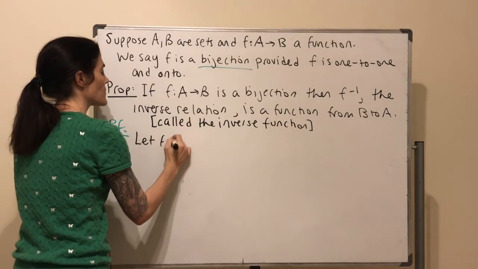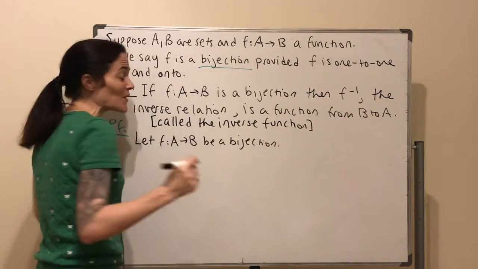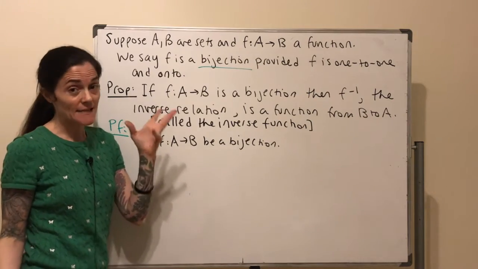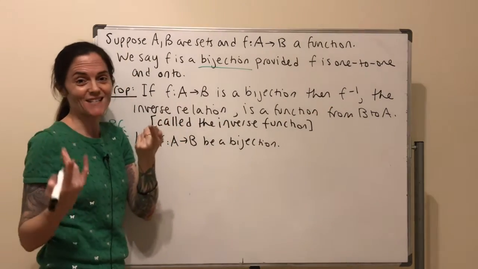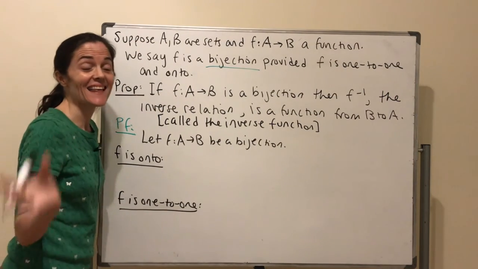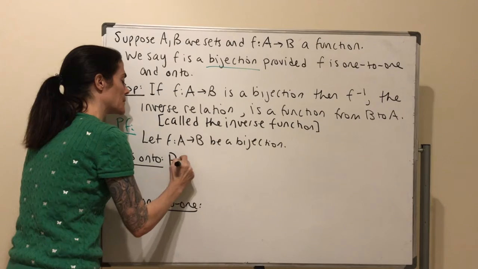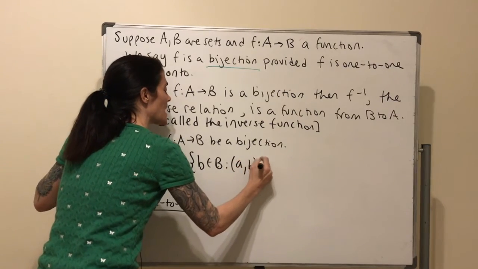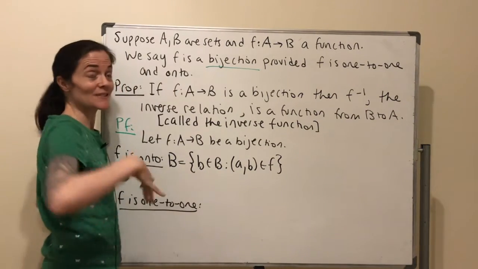Let f from A to B be a bijection. When I work with the inverse relation in this proof, I'm going to be using the relation type notation because it's easier to work with, because right now all we know is f inverse is a relation. It's where you interchange all of the ordered pairs in f. We will use that f is onto and that f is one-to-one. Onto, if we write this in relation notation, says that B is equal to the set of b in B such that (a, b) is in f for some a in A, just the second coordinates. This is all of B.